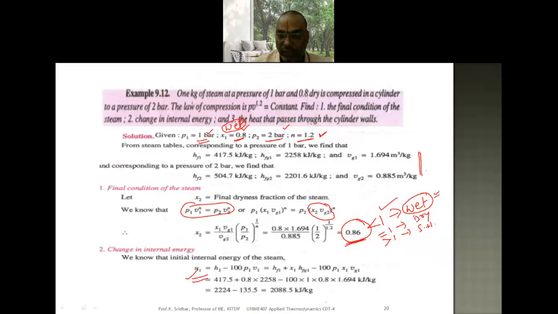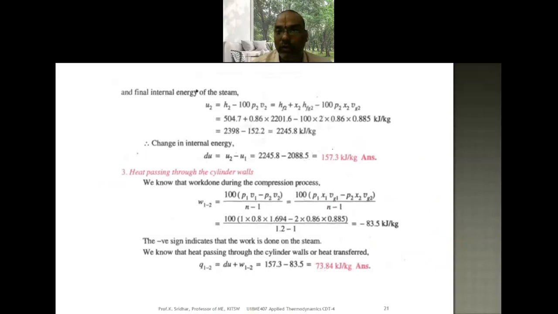Since the initial condition and final condition are both wet conditions, find U1 of the wet steam, which is equal to 2088.5 kilojoules per kg. Similarly, find the value of U2, which is also the wet condition. So du will be equal to 157.3 kilojoules per kg.